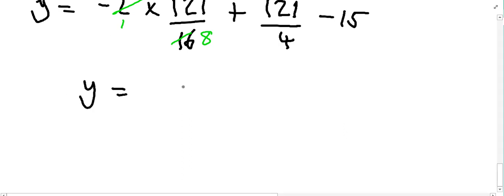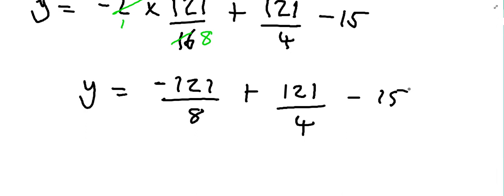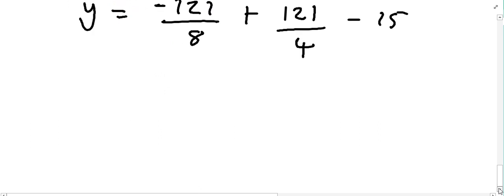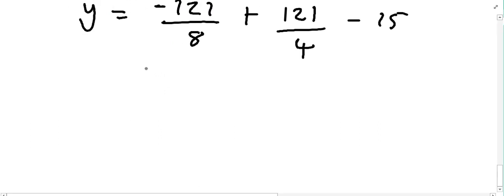So after doing that, we can simply work out that expression. We are saying y is equal to negative 121 over 8 plus 121 over 4 minus 15. Okay, so that's what we have gotten, ladies and gentlemen. What's remaining? The only thing which can happen next is working out those terms as a fraction.